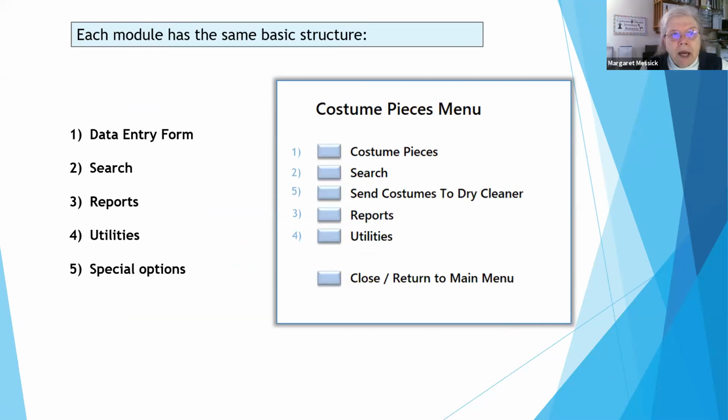So when you look at a module, just as a real quick thing, they all are very similar. They have the same basic structure. We have a data entry form like we would for costume pieces. We have a search function, so you can search on a variety of fields and criteria. We have reports and we have utilities. And then often we have special options, like for costumes, it would be to send the costumes out to the dry cleaner and keep track of that.